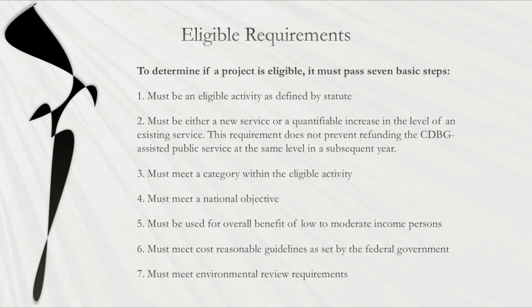Eligibility requirements. To determine if a project is eligible, it must pass 7 basic steps. 1, it must be an eligible activity as defined by the statute. 2, it must be either a new service or a quantifiable increase in the level of an existing service. This requirement does not prevent refunding the CDBG assisted public service at the same level in a subsequent year. 3, it must meet a category within the eligible activity. 4, must meet a national objective. 5, must be used for the overall benefit to low to moderate income persons. 6, it must meet a cost reasonableness guidelines as set forth by the federal government. And 7, it must meet environmental review requirements.